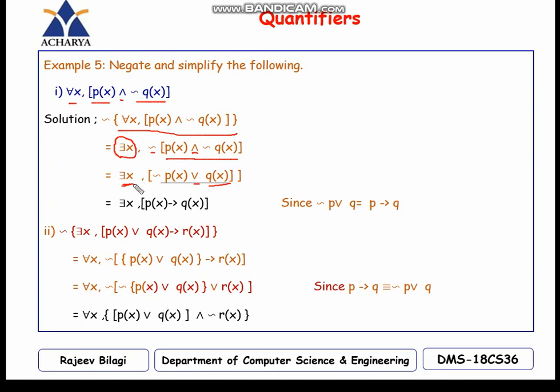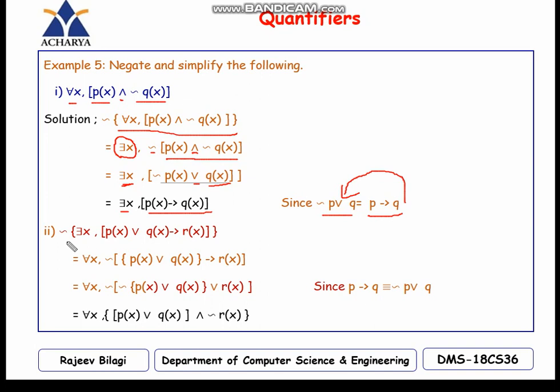So this is for some x. If you want to simplify more, I can write this as P of x then Q of x, since negation of P or Q is P then Q, or in this format also, P then Q is the same as negation of P or Q.